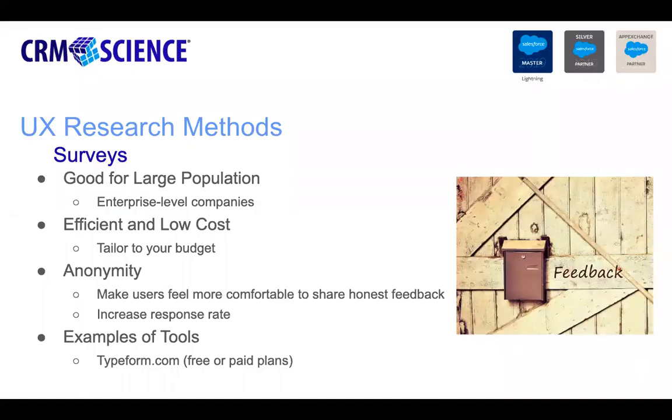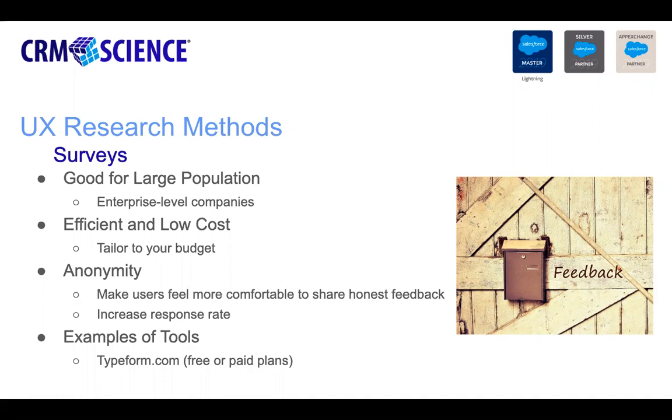So let's start with our first research method, surveys. And surveys are a great way to start doing user research if you've never done it before. This is because you can easily cover a large population sample. This makes it ideal for enterprise-level companies, but surveys are also great for any size company because they're efficient and low cost. This means that they can easily be tailored to fit any budget.